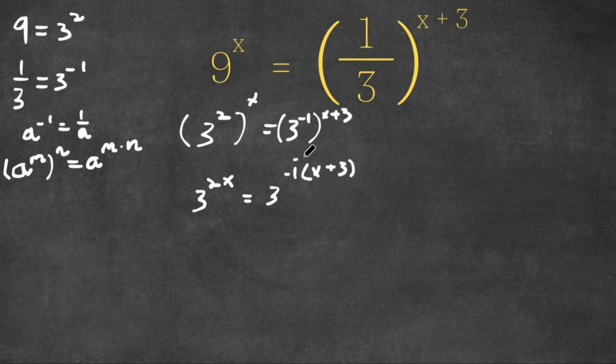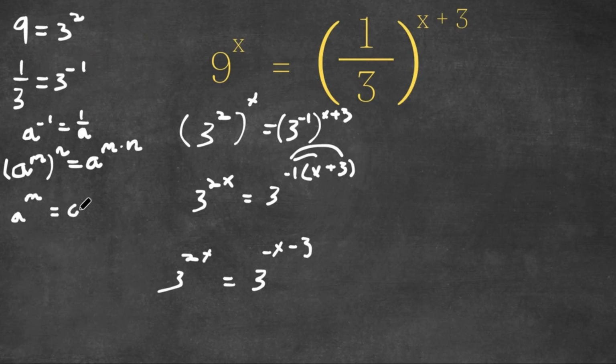So now we have to distribute the -1. -1 times x is -x, and -1 times 3 is -3. So we have 3 to the power of -x minus 3 is equal to 3 to the power of 2x. And if we have something in the form a to the power of m is equal to a to the power of n, this means that m is equal to n. Because both the bases are the same, that means both the exponents have to be the same as well.